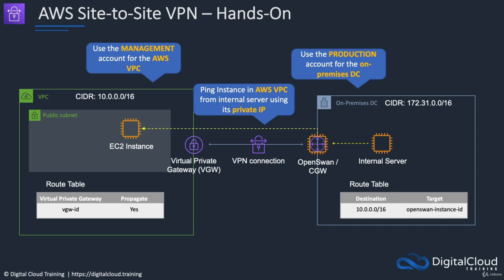So the final test is we're going to add an entry to our route table in the on-premises DC, and then we're going to SSH into the internal server and see if we can ping from there to the EC2 instance, which will mean it's using the route table entry, it's pointing to the OpenSwan server, and then it's sending it on to the EC2 instance.